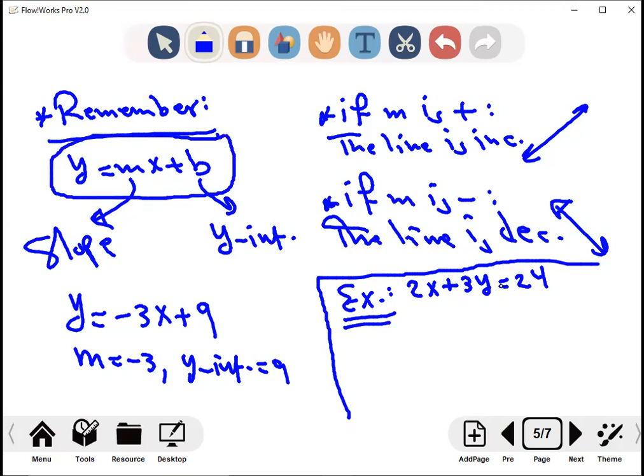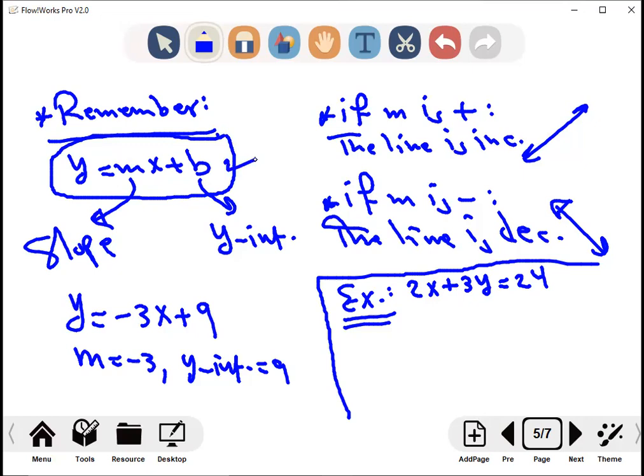To know the slope and the y-intercept, the equation should be in the same form as the slope-intercept form. Got it? So here we need to prepare it. We need to simplify it to find y, to make it like this one, so I can say m and b. I cannot just say it's 2 and b, and 24. It should be in this form, so I need to make this the same as this.